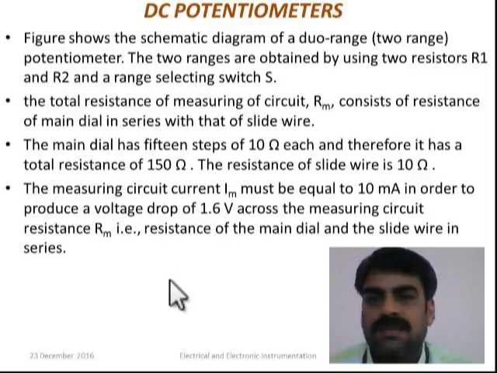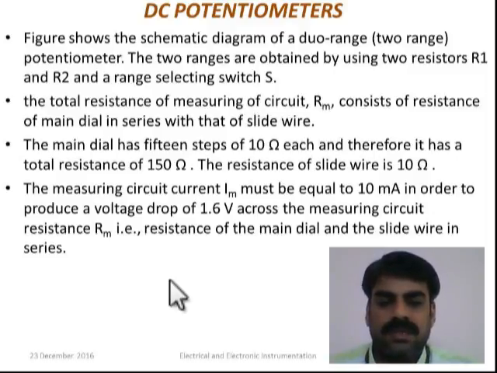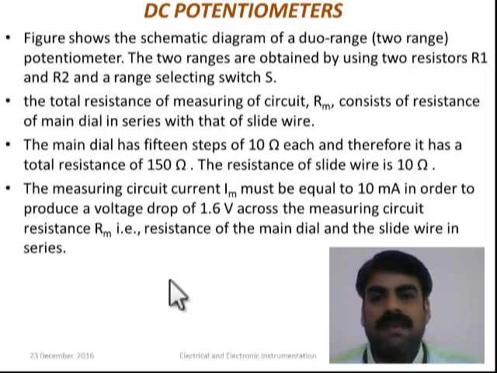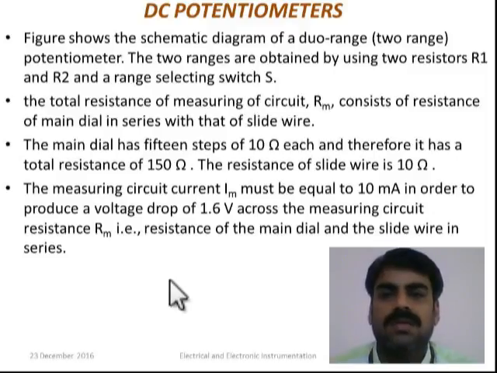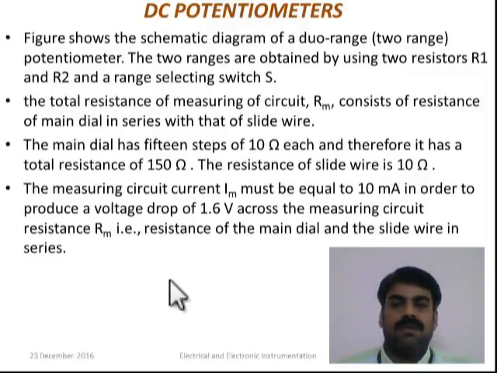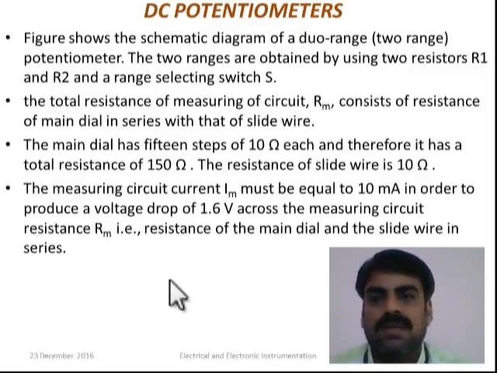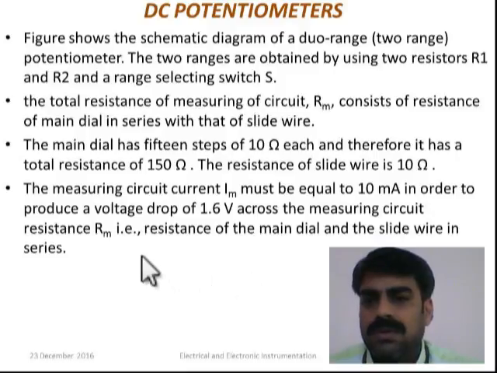So the main dial has 15 steps. That is what I have said now. And the measuring current that we are going to set here when it is in calibrate mode is 10 milliampere. This is possible if the standard cell potential is 1.0186 volt. And here in the last line you can see that the resistances of the main dial and slide wire are in series, basically according to the connection.